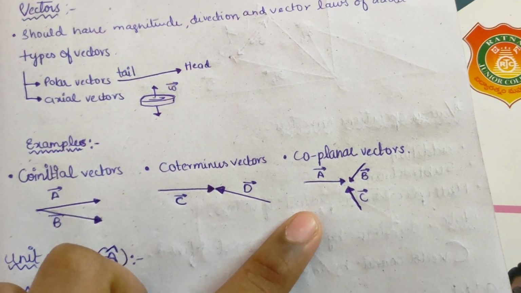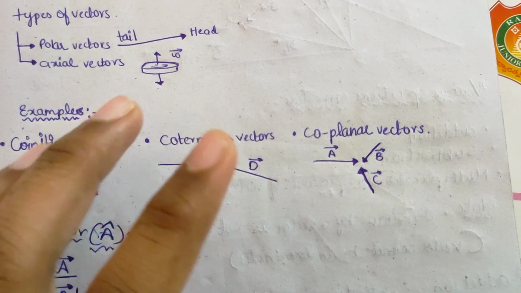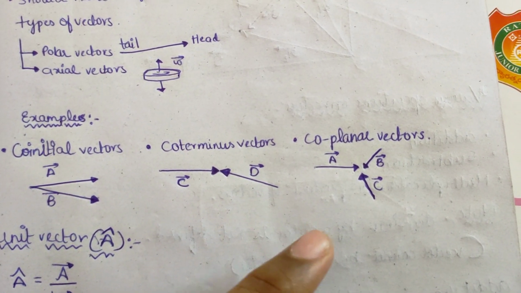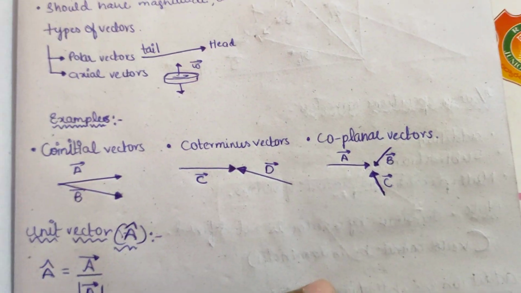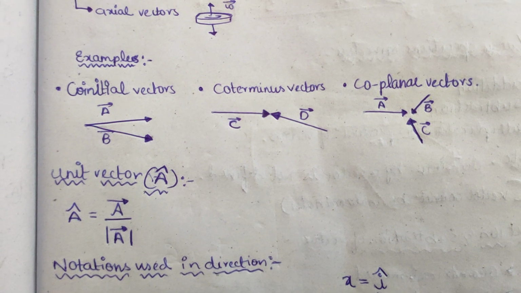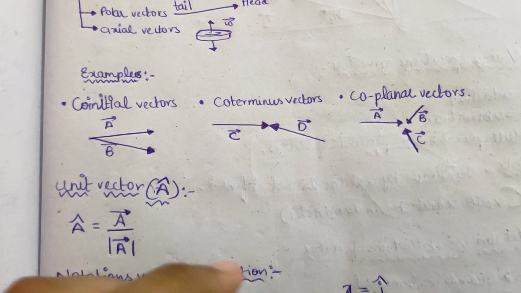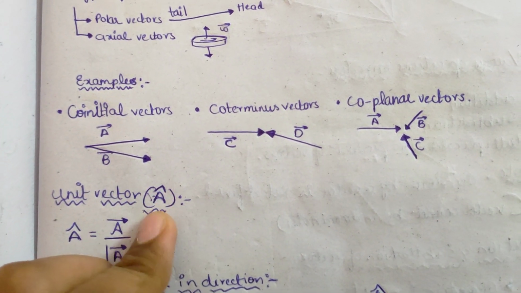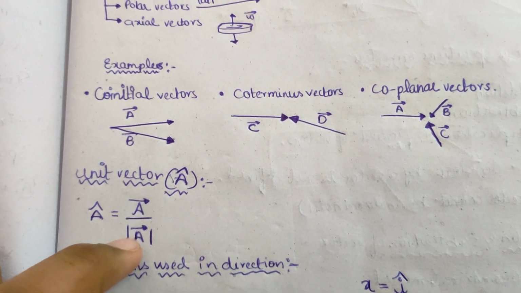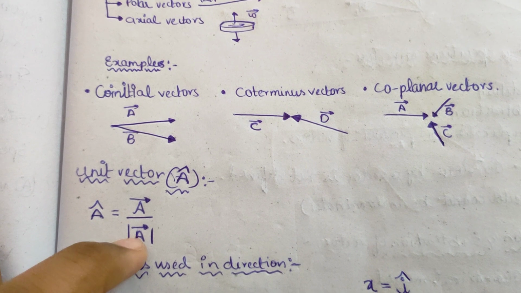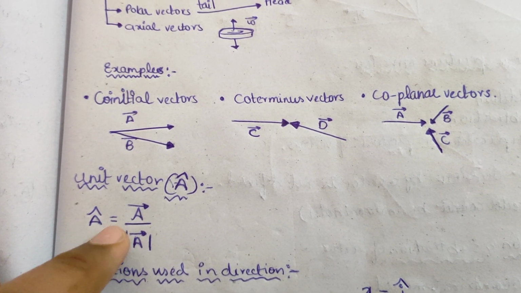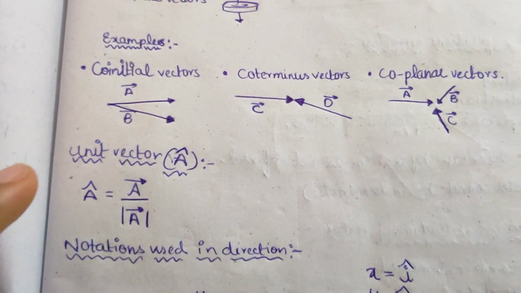Then coplanar: here all the polar vectors are in the same plane, so we call them coplanar vectors. Then here you can see the unit vector, represented by a cap. Here a cap equals a by magnitude of a. So we can say a cap equals a by magnitude of a.